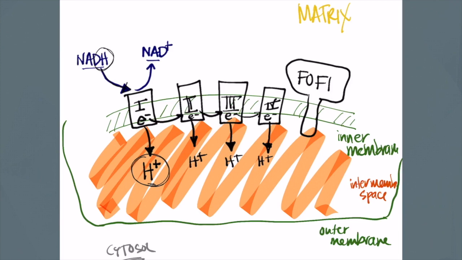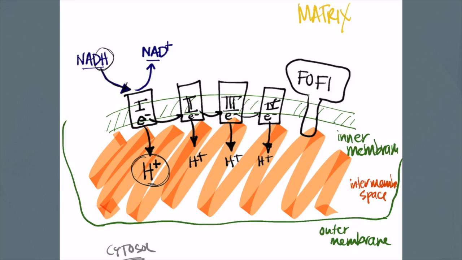Complex 2 grabs the electron, "Hoo, hot, hot, hot," grabs a proton, shovels it through, and passes the electron on to complex 3. Complex 3, "Ooh, this electron, so hot, ow, ow, ow," grabs the proton, pumps it through, and passes it to complex 4. Complex 4, same thing, but something else very magical happens at complex 4. Put a pin in that.